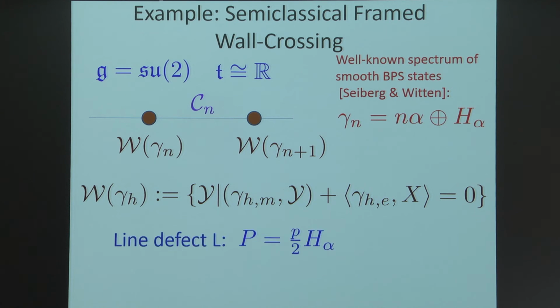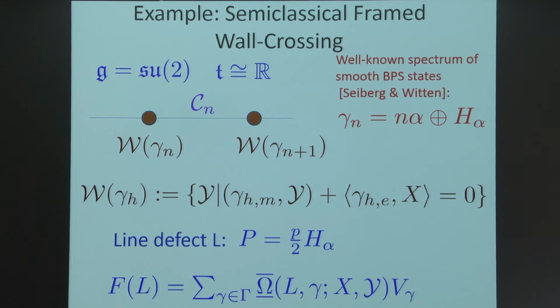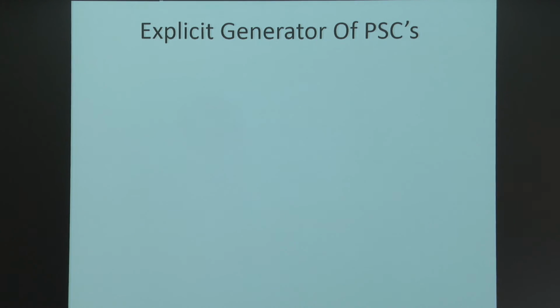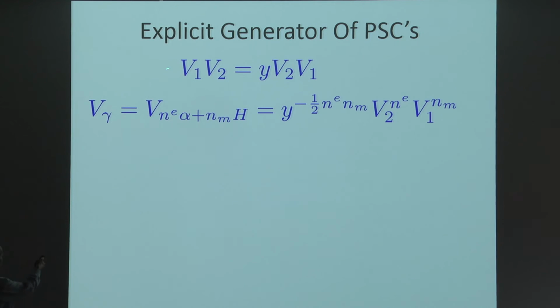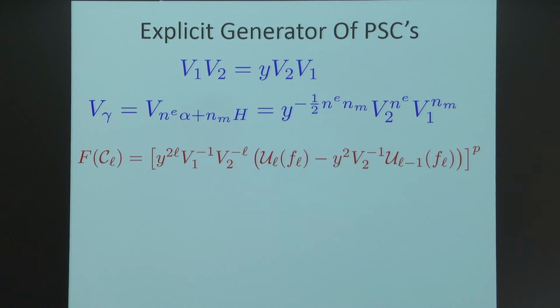Okay? So let's take a line defect to be a pure 't Hooft defect of charge p over 2. We form our generating function, and we form our Heisenberg algebra with two generators, V1 and V2. So the general V_gamma has electric charge N_e and magnetic charge N_m, and we can normal order it. If we normal order it, we get some power of y. And here's the formula. You can get this by wall crossing. You can get this by fancier techniques. There are all sorts of ways of getting this formula.